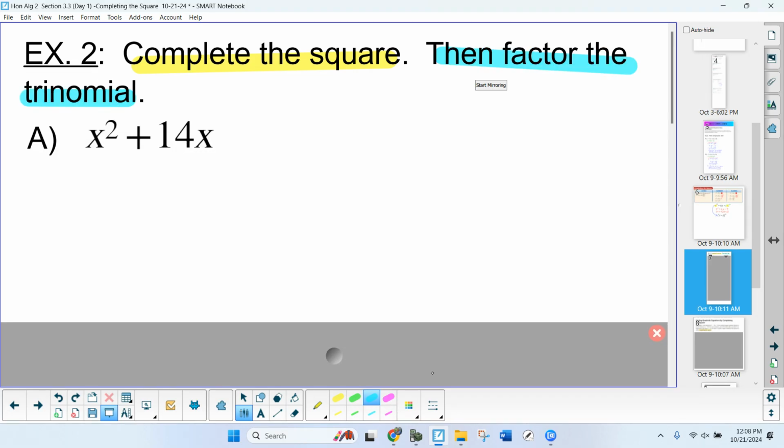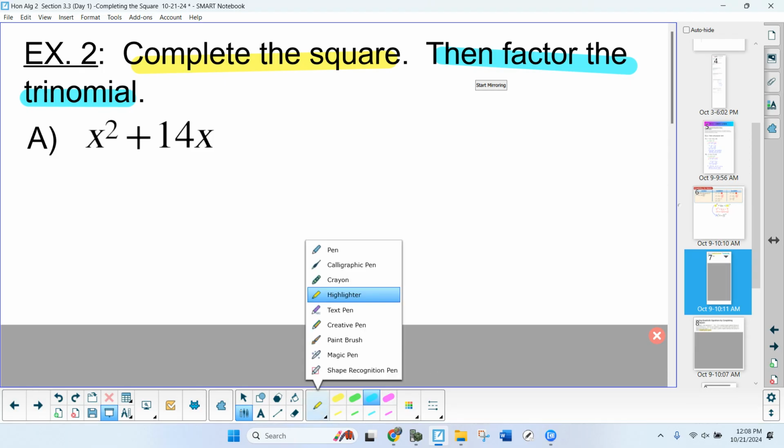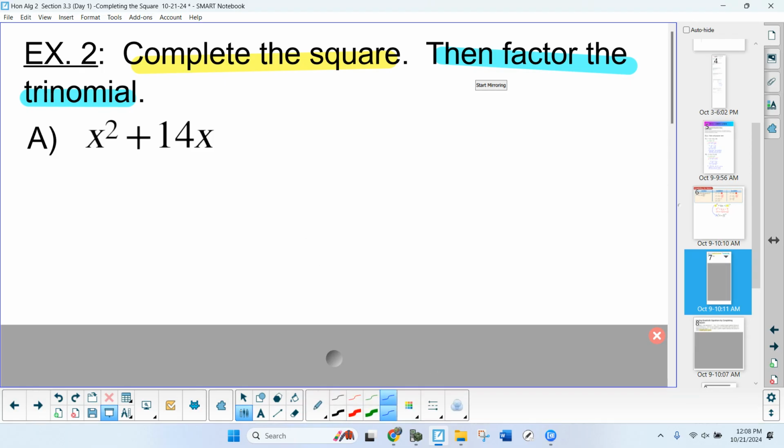So let me show you. Complete the square. What number are you going to take half of, Ava? 14. What's half of 14, Ava? 7. And you're going to add what? 7 squared. Add 7 squared. I do like to put that in parentheses, but you don't have to put 7 squared in parentheses.